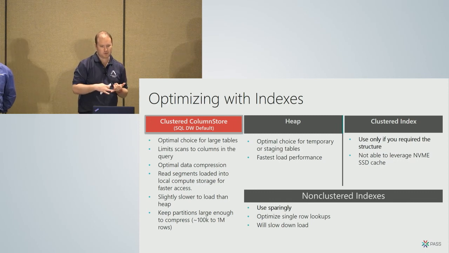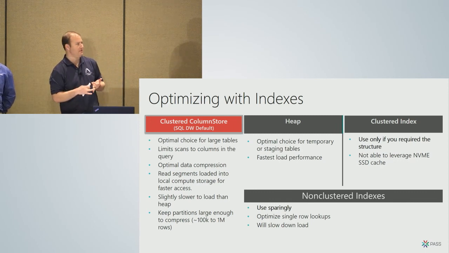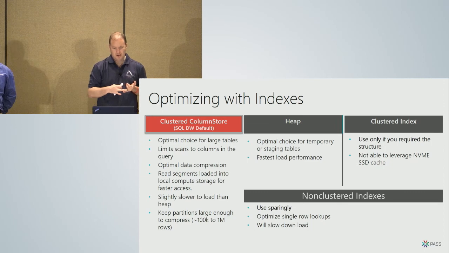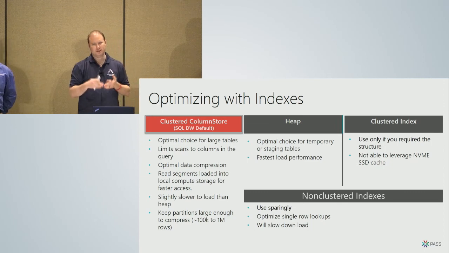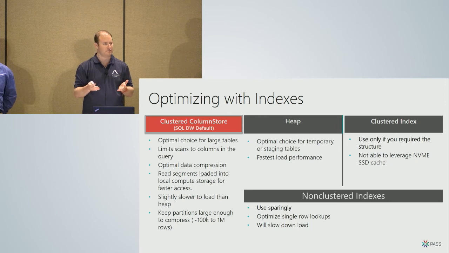Heaps are an optimal choice for temporary or staging tables, again, for very fast load performance. For non-clustered indexes, use them sparingly. I mean, there is some overhead in terms of data load, but certainly if you're doing small range scans or almost point lookups, then they can absolutely help out.